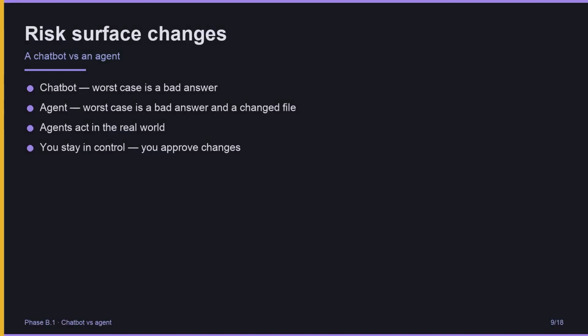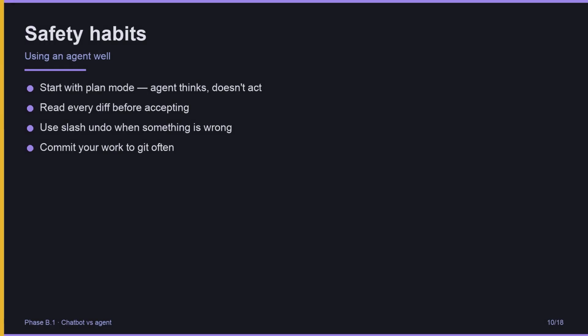Here is something to take seriously. The risk surface changes. With a chatbot, the worst case is a bad answer that you read and ignore. With an agent, the worst case is a bad answer and a real change to your files. Agents act in the real world. That is their power. It is also their risk. Good agents, and OpenCode is one, keep you in control. You approve changes before they happen. You can undo. You can see what the agent did, step by step. Here are the safety habits we will practice throughout the rest of this course.